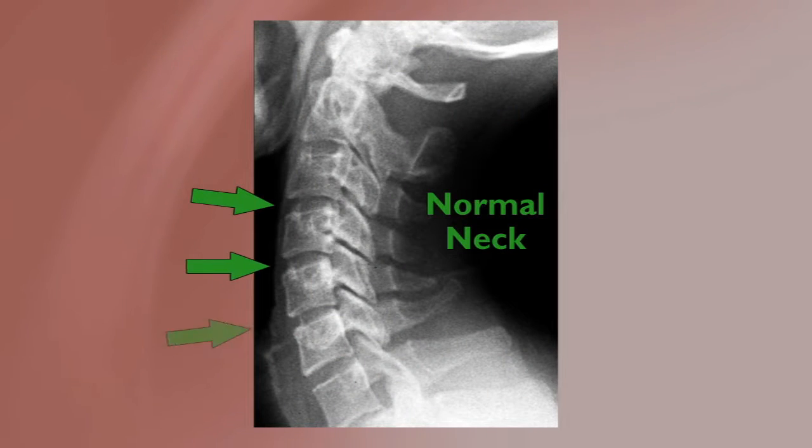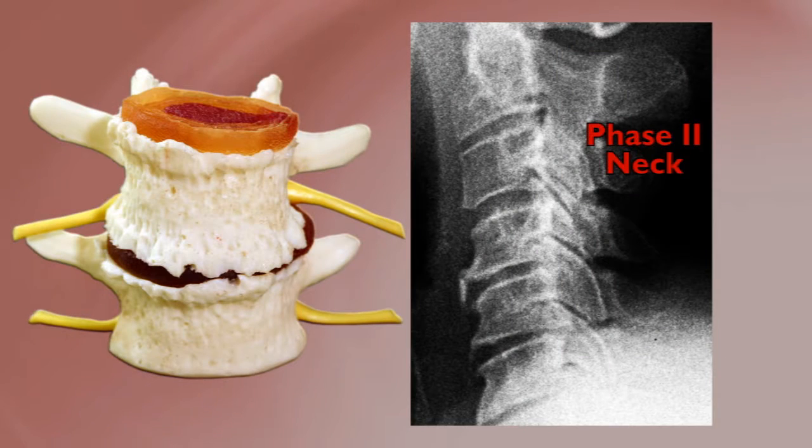Third, study the disc spaces. Are they equal in size and height? And last, do you see any visible signs of degeneration present along the edges of the bones?